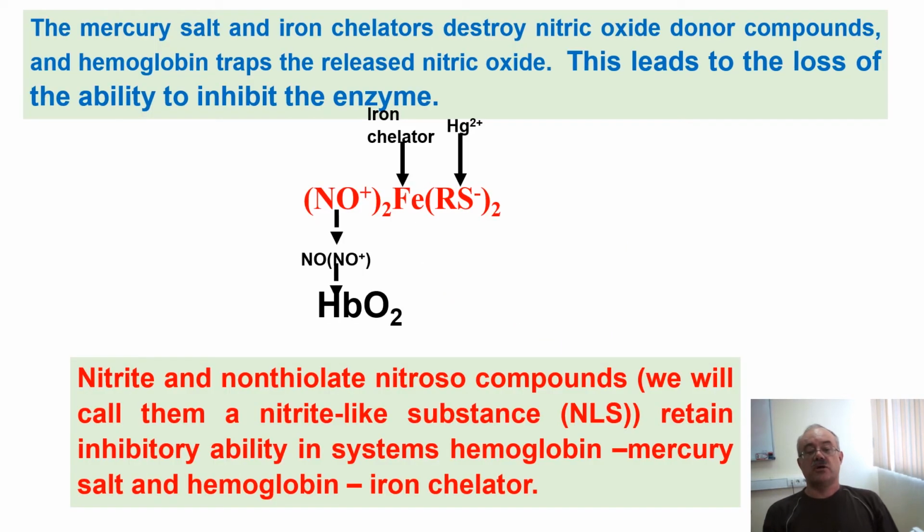Mercury salt and iron chelator destroy nitric oxide donor compounds, and hemoglobin traps their last nitric oxide. This leads to the loss of the ability to inhibit the enzyme. But nitrite and non-thiolate nitroso compounds are not destroyed by the action of mercury salt and iron chelator, and therefore they retain inhibitor ability in the system hemoglobin plus mercury salt and hemoglobin plus iron chelator.